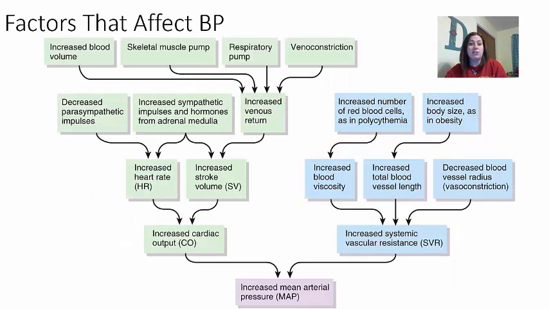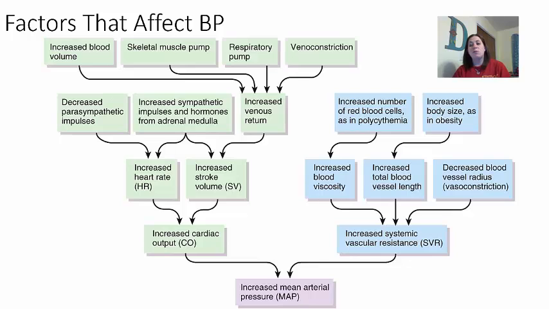Now, there's lots of factors that can affect your blood pressure. This is just a flow chart that kind of talks about how each area can be affected with your blood pressure. This particular chart is found on page 743 in your book. If you look kind of on this left side, you're going to see that this is going to deal mostly with cardiac output. So how cardiac output is going to affect the blood pressure.